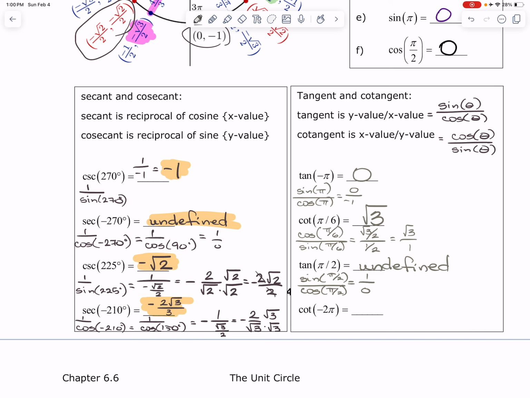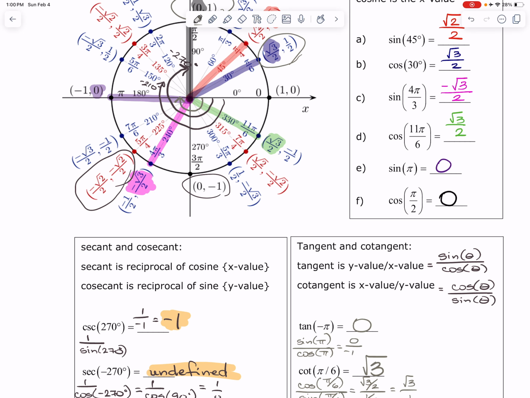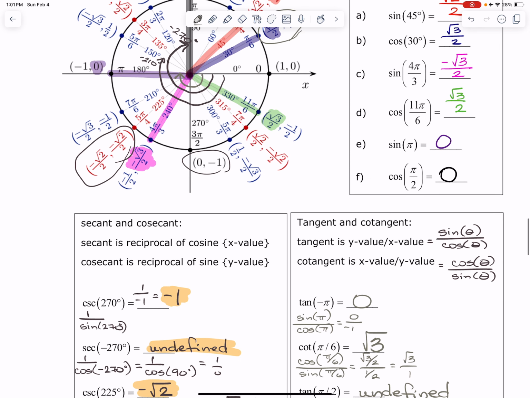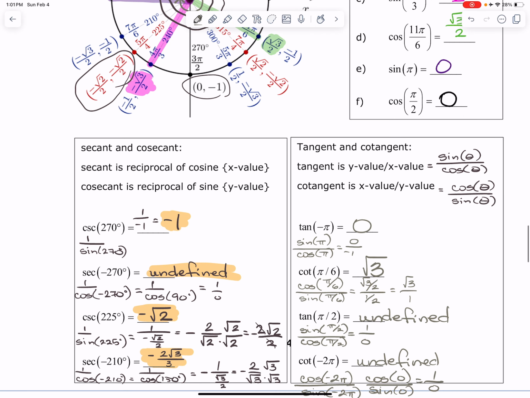And cotangent of negative 2 pi. So that's the cosine of negative 2 pi over sine of negative 2 pi. Negative 2 pi means we're going all the way around in the reverse direction. Doesn't really matter. That's the same as the cosine of 0 over the sine of 0. Cosine at 0 is 1. Sine at 0 is 0. This value is also undefined. Make sure you can see the bottom.